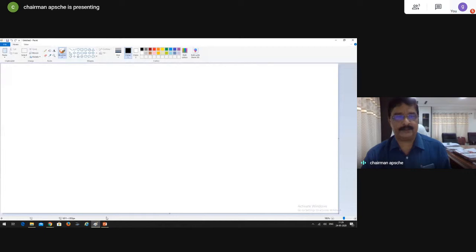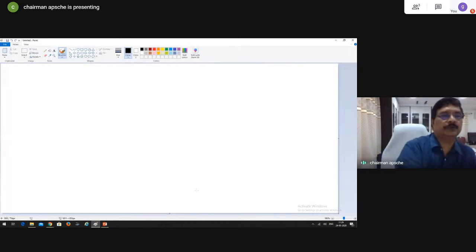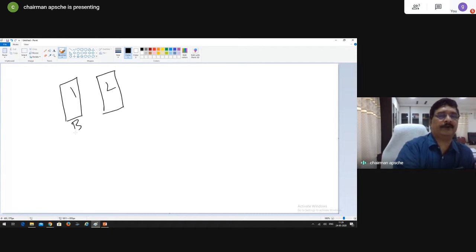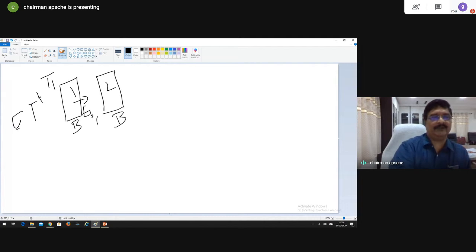Let me draw this. So, if I have two black bodies, both are black bodies. How much is coming out of a black body? EB1. And that depends on temperature. EB1 is EB is sigma T power 4. You substitute 1, 2. And similarly, EB2 comes out of this.